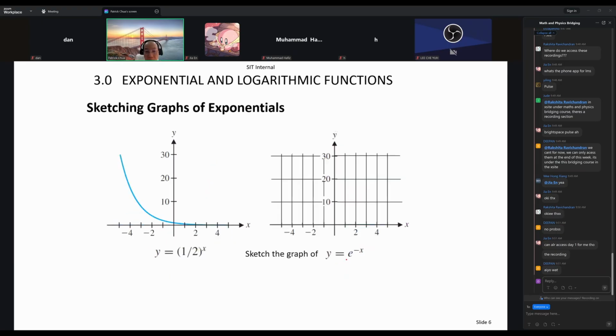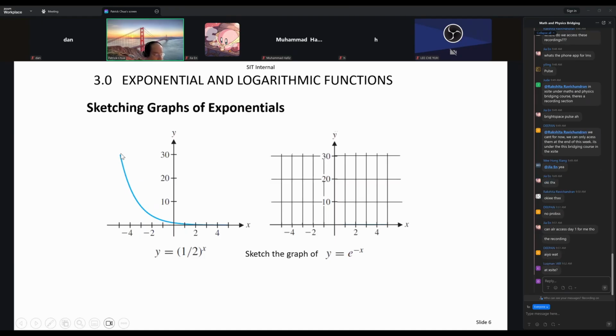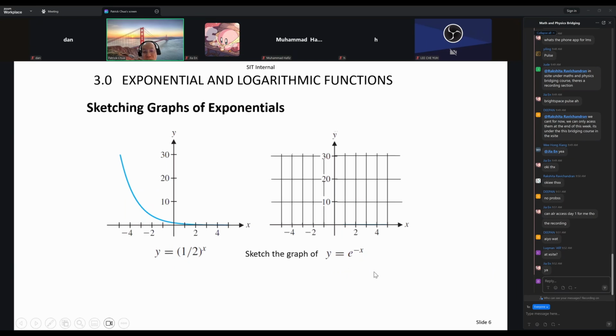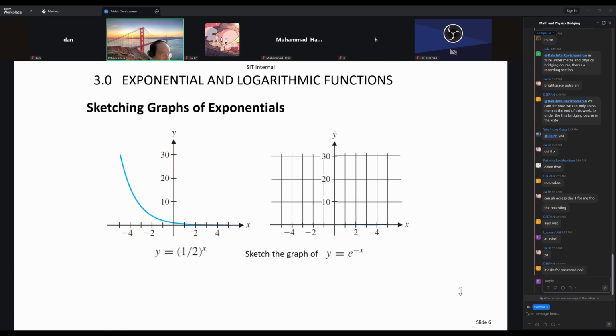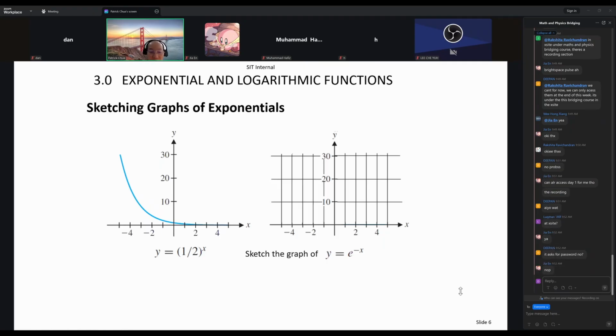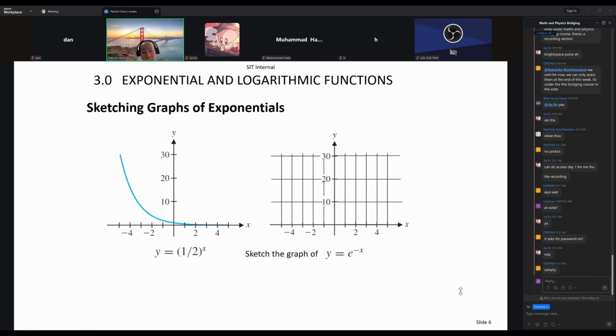Now, what about y equals half to the power of x? That's how it looks. The base is 1/2 instead of 2, so it goes this way if you plot it out. Then what about the graph of y equals e to the power of minus x? How does it look? What do you think? y equals e to the power of minus x is on the right side.